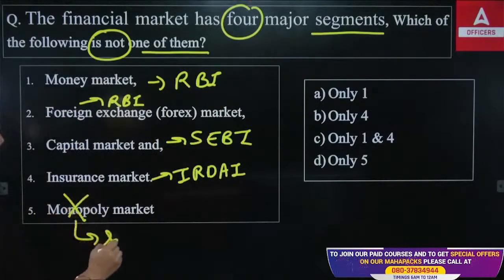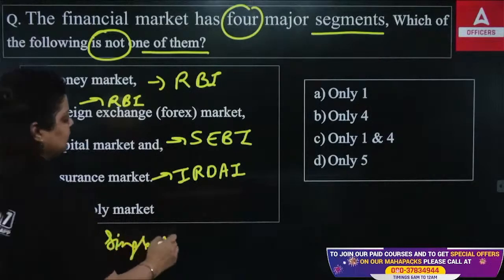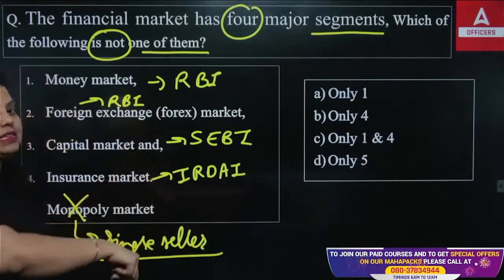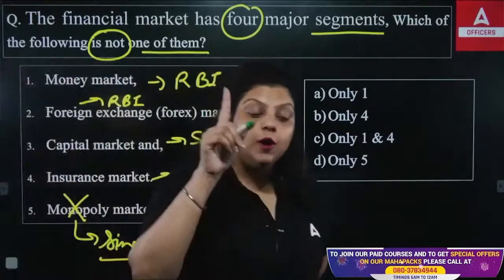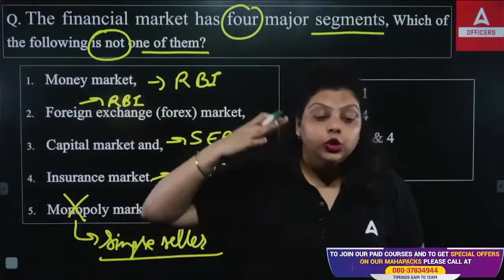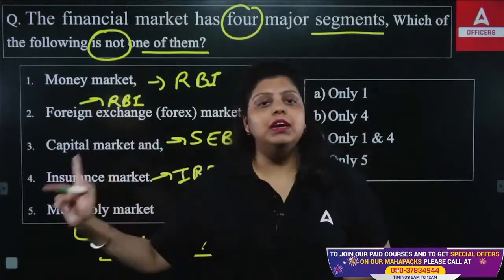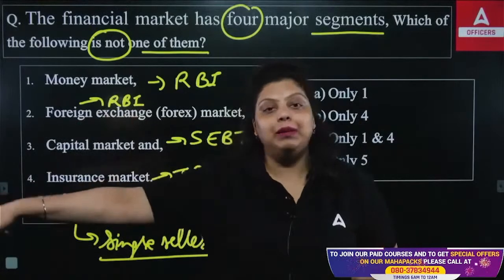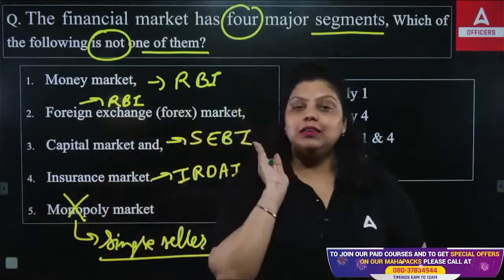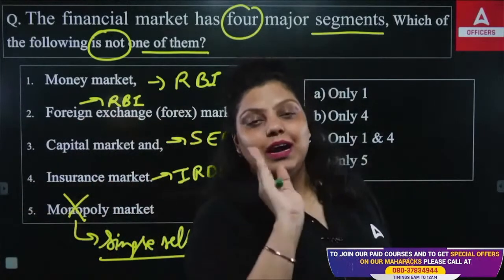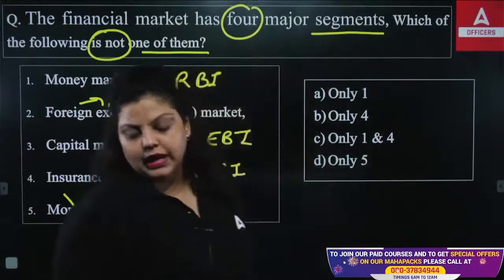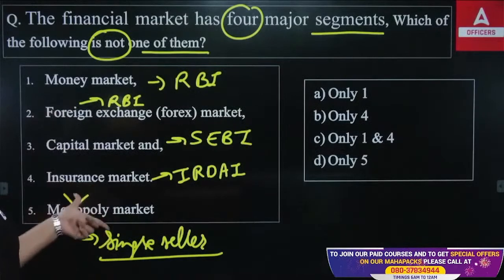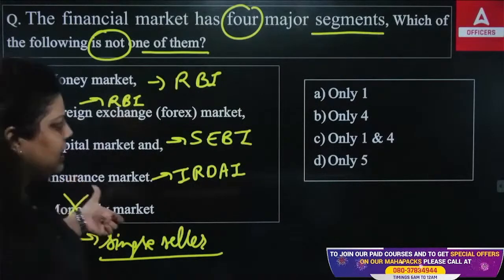Monopoly market is the market where you will find a single seller in the market. So when a single seller has its monopoly in the market, that is known as monopoly market. Whatever he or she wants in the monopoly market, that's what is going to happen in the economy, because they are the single player in the economy. So this is not one of the financial markets.